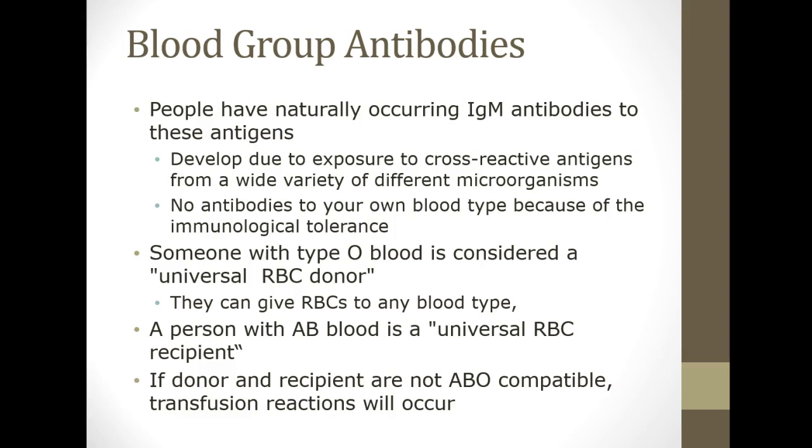O people don't have any of those antigens on them, so they're considered a universal donor. A has A, B has B, AB has A and B antigens, and O doesn't have any. Anybody can get type O because there's no antigens on it of immediate significance.